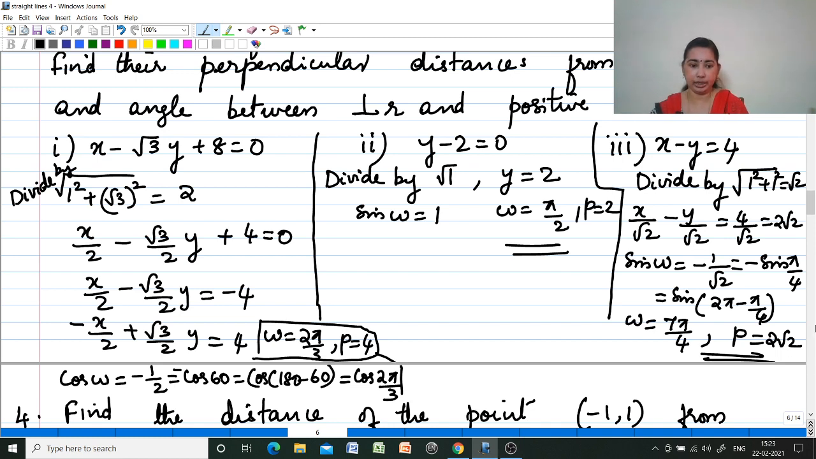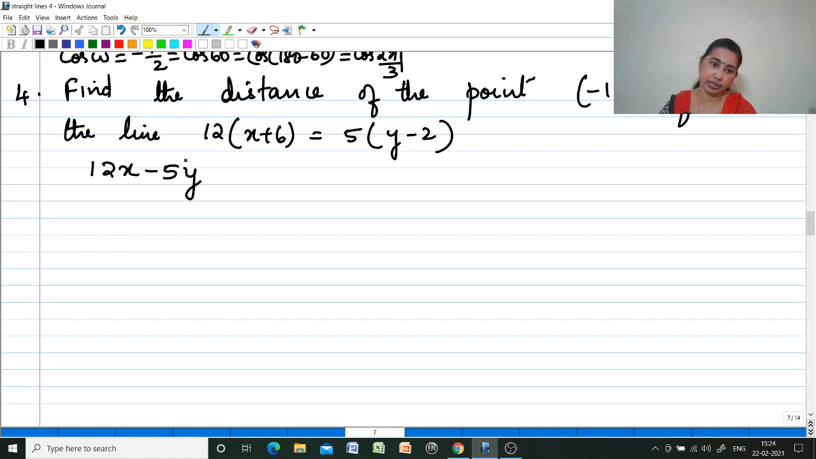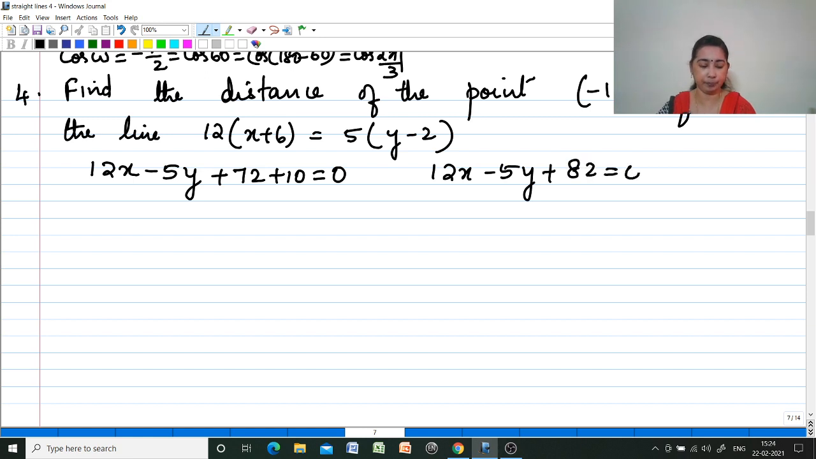Now next one, find the distance of the point minus 1, 1 from the line 12 into x plus 6 equal to 5 into y minus 2. So multiplying this, first we have to write it in the form of the equation. So 12x minus 5y, then here it is 72 minus 10, taking to this side, plus 72 plus 10 is equal to 0, or the equation is 12x minus 5y plus 82 equal to 0.